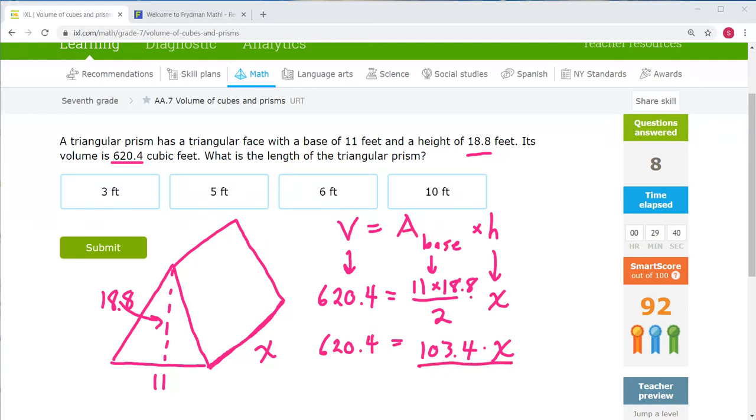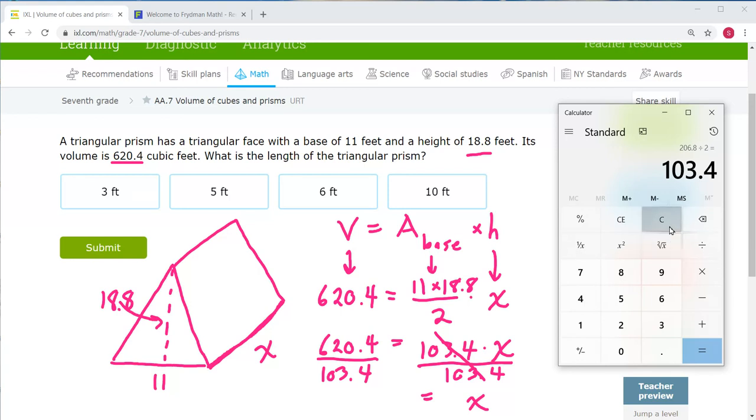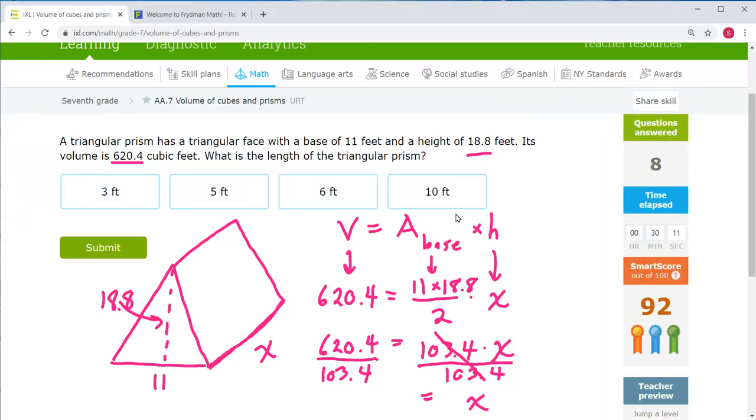So then we'll divide both sides by 103.4. And we get x equals... I, of course, am doing this all in my head. I'm just showing you guys how to use the calculator. You believe that, right? 3.46.